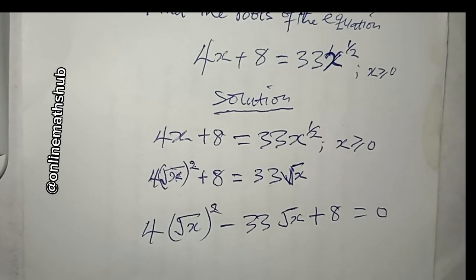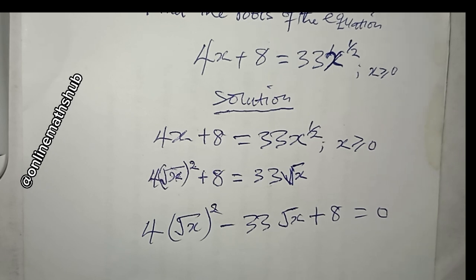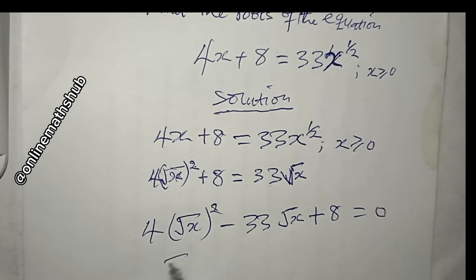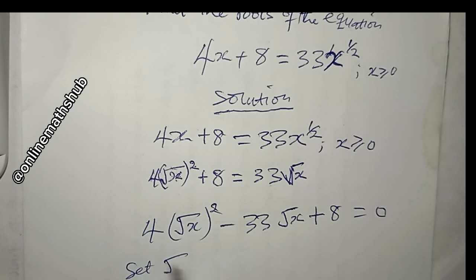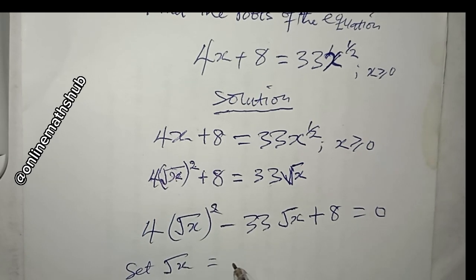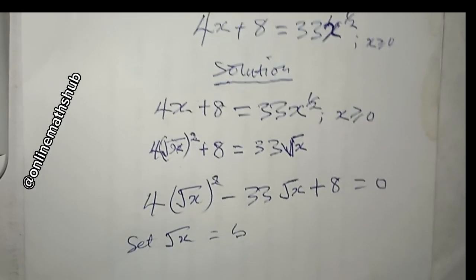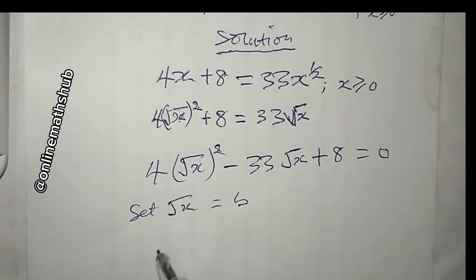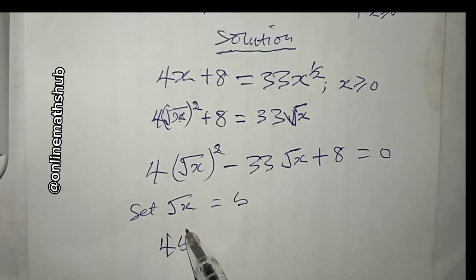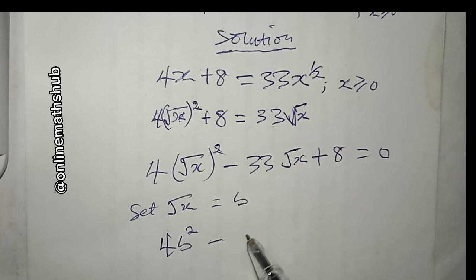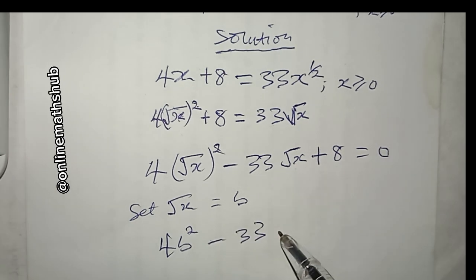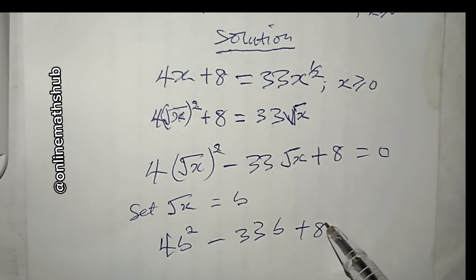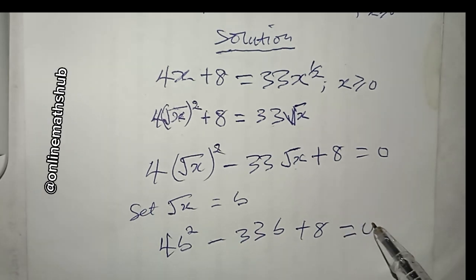So you can see this is now a quadratic equation. To reduce the problem, I can just go ahead and set root x to be equal to, let's say, b. If I do that, what I'm going to have is 4b squared minus 33b plus 8 is equal to 0.